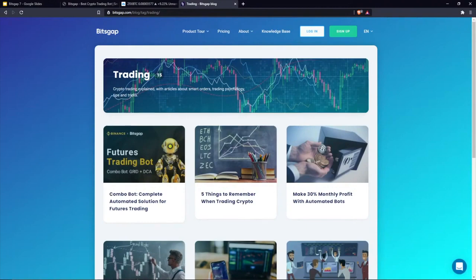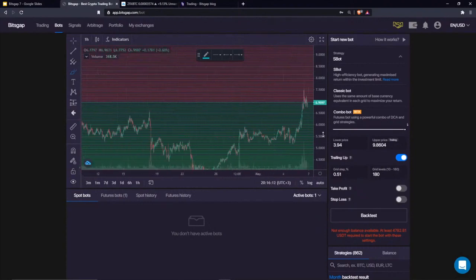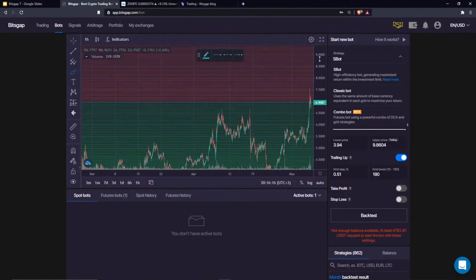So yeah, let's see what are the questions that you might have. So what are good values for volatility for a long-term bot? Well, if you want to trade long-term, then make sure that your trading range is wide enough to capture all these market swings.